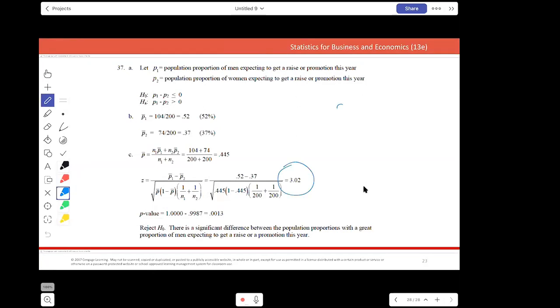Remember the critical value we said was 2.33. This is going to be greater than 2.33. So we'll reject the null hypothesis and conclude there is a significant difference between the proportion of men and women who believe that they will get a raise.